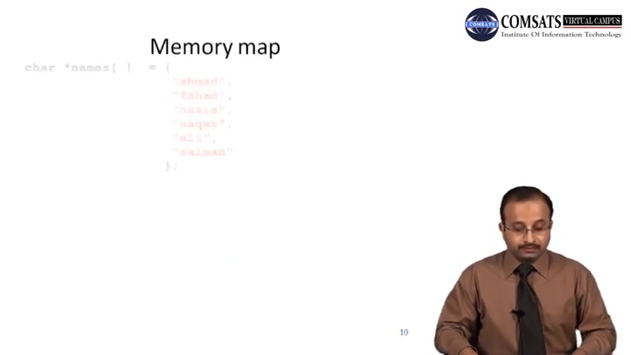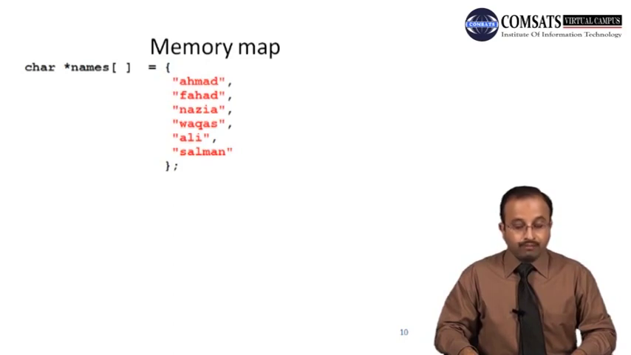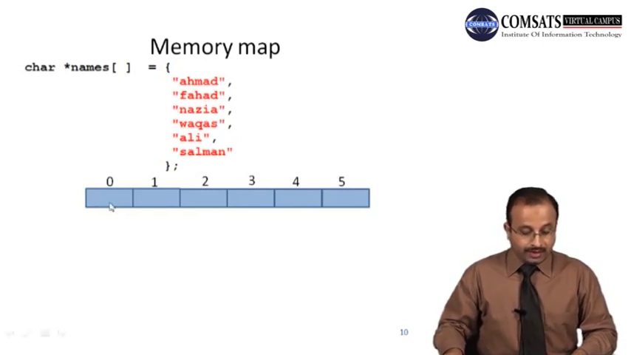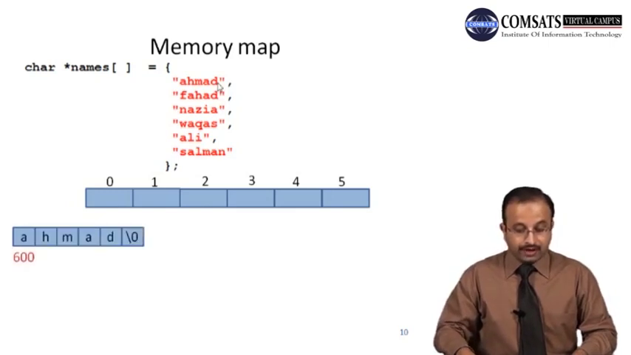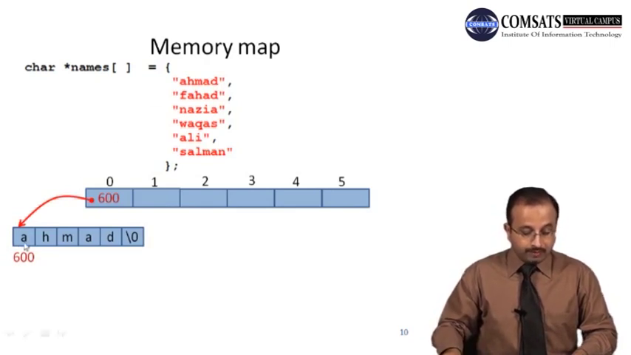Now let's see the memory map. This is the array of pointer to string. This is an array of pointers named names containing 6 elements, 1, 2, 3, 4, 5, 6. How do we know the size of this array is 6? Because we have 6 strings. First, memory will be allocated for Ahmed, and the address of that string, the position where Ahmed and the null character are written, let's say 600, will be stored in the 0th index element.